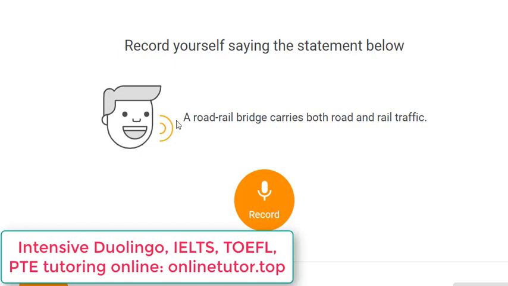Okay, now, how would we approach this sentence? Let's read it first somehow. A road rail bridge carries both road and rail traffic.